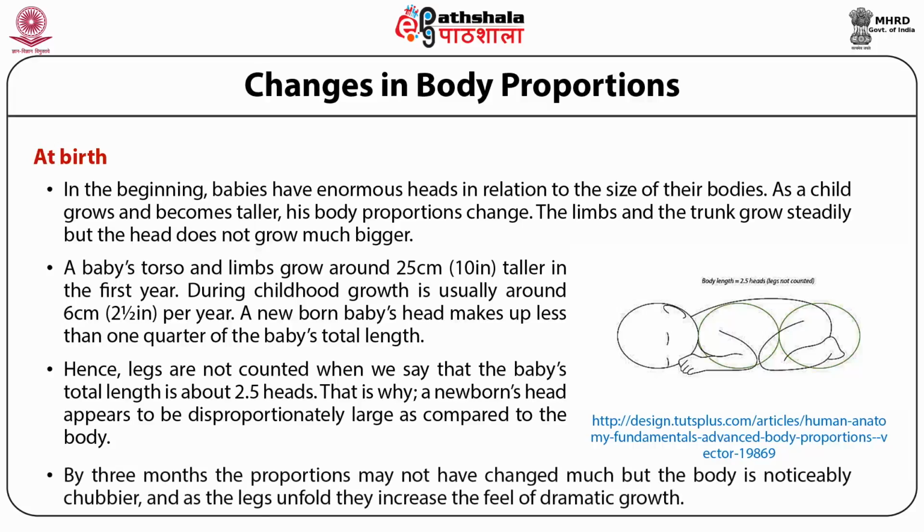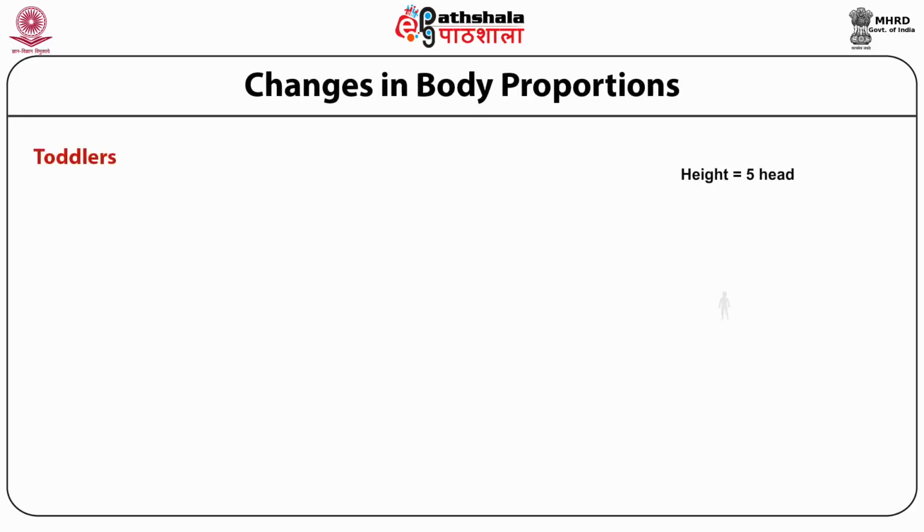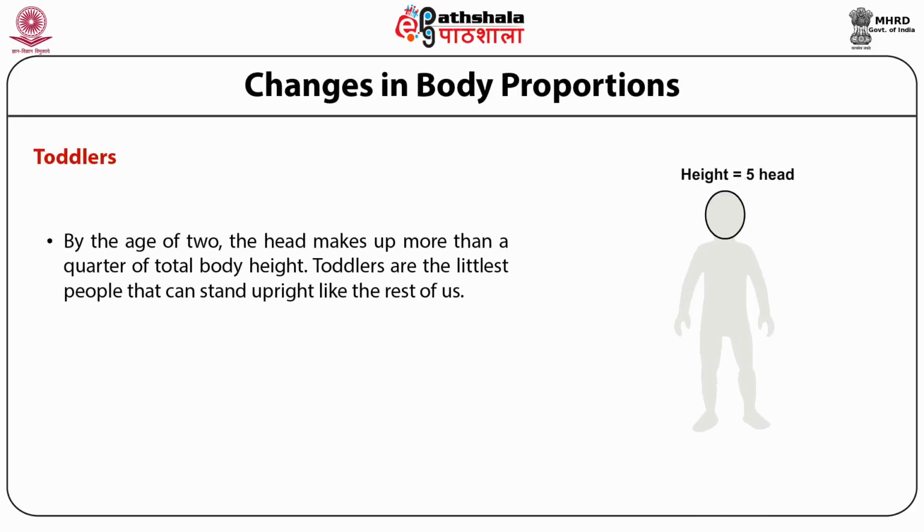By 3 months, the proportions may not have changed much, but the body is noticeably chubbier, and as the legs unfold, they increase the feel of dramatic growth. If held up, a 10-month-old would look close enough to a toddler, but with definite baby features such as lack of neck. Toddlers. By the age of 2, the head makes up more than a quarter of total body height.